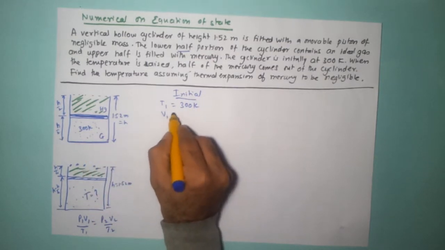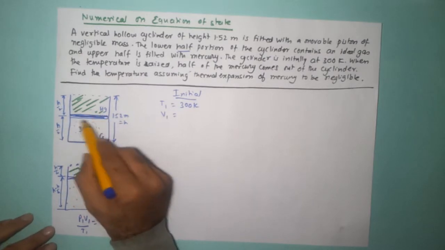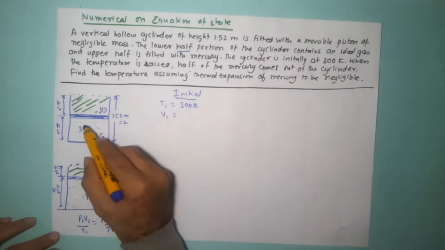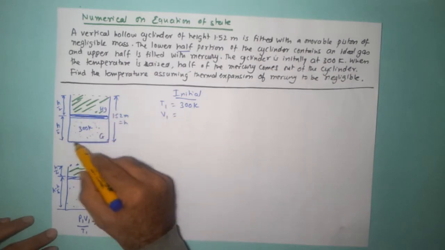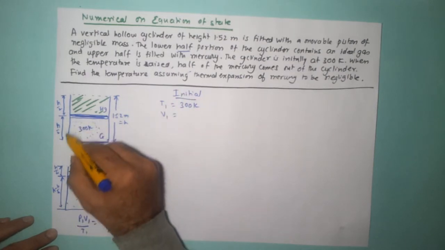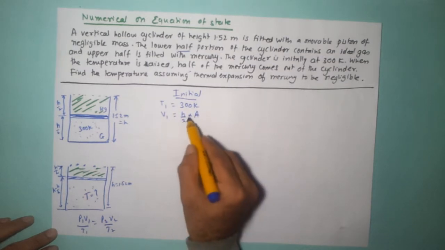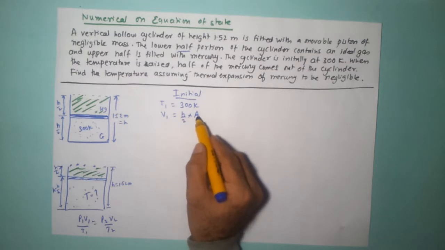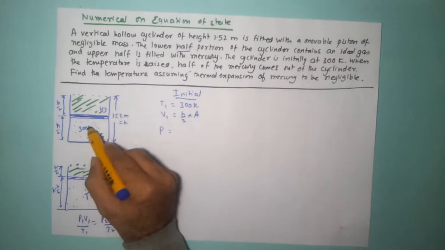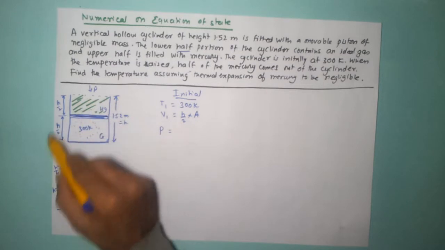What is the volume? Now volume is height into area. So let us assume the cross-sectional area of the cylinder to be A. We are looking at the initial condition of the gas, and the final condition of the gas. So height is h by 2, and if the cross-sectional area is A, then volume V1 will be h by 2 into A. And what about pressure? The pressure acting on this gas is the atmospheric pressure P plus the pressure generated by the height of the mercury column.